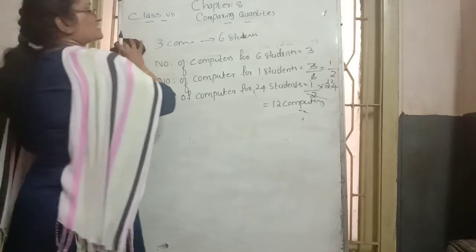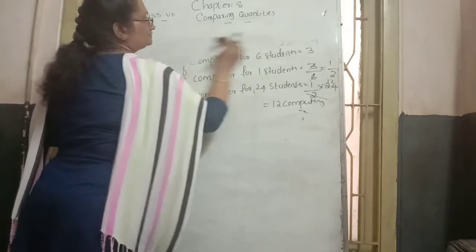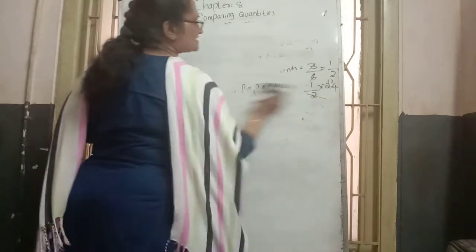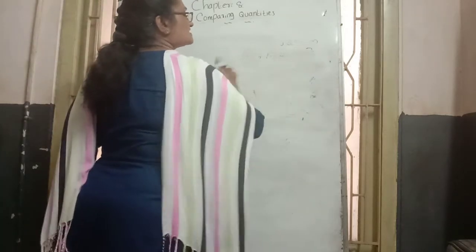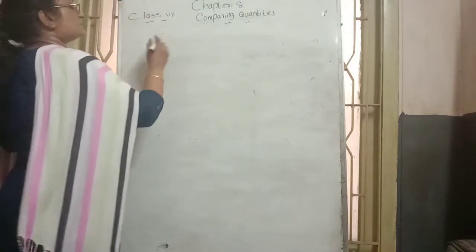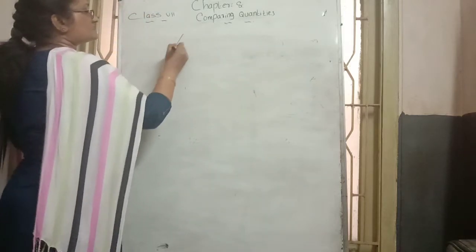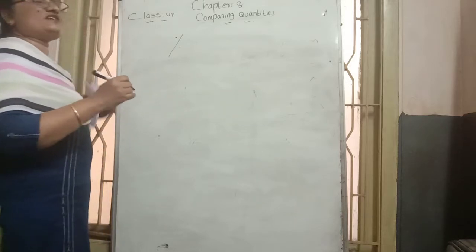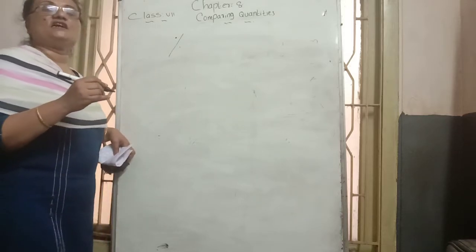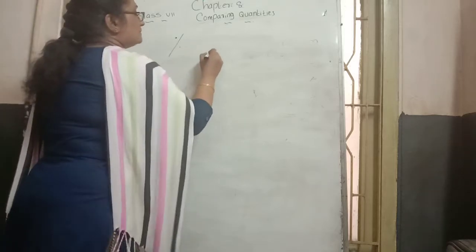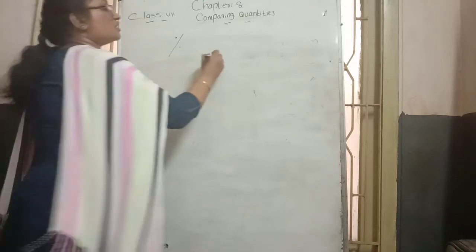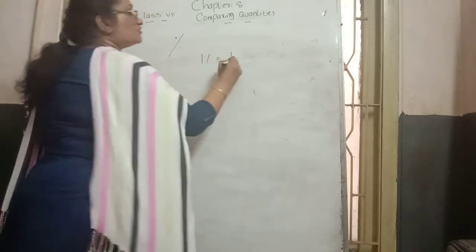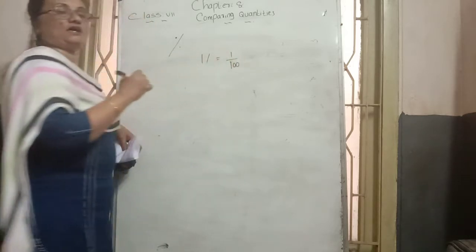Next we go through exercise 8.2. In 8.2, first, what about percentage? Percentage means the symbol of percentage is like this. This symbol represents a percentage. Percentage is always calculated with the help of 100. See, what is 1%? 1% means 1 by 100, percentage is always represented with respect to 100.